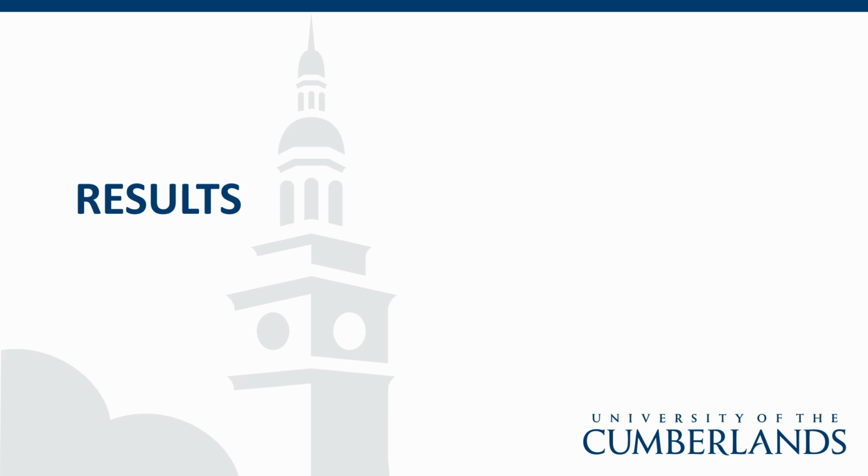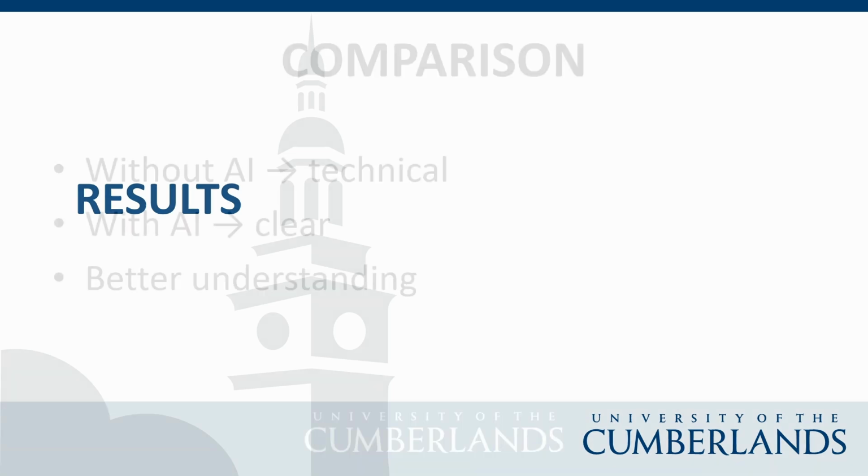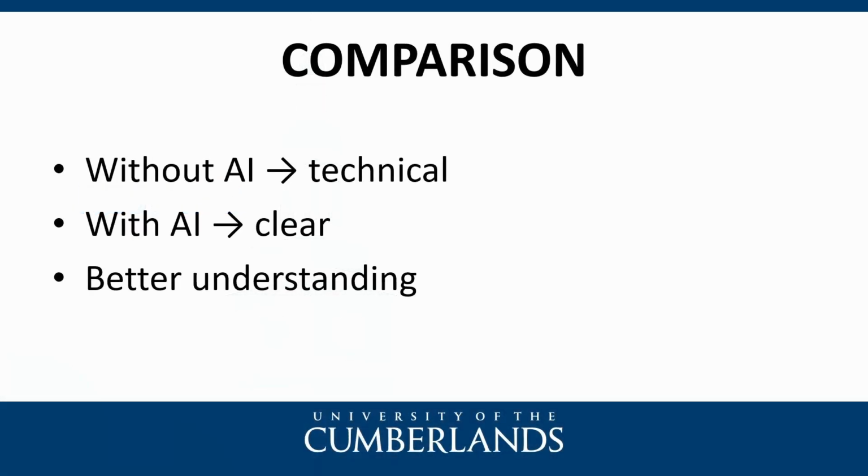Now let's analyze what we saw in the demonstration. As we saw, the system first produces raw output from the analysis tools. This output is accurate but difficult to understand. When AI is enabled, the system adds explanations that describe the problem, its cause, and possible solutions, improving accessibility and helping users understand the results more effectively.